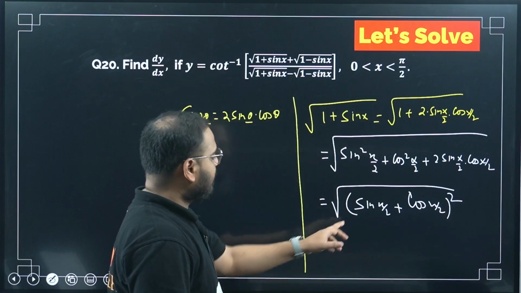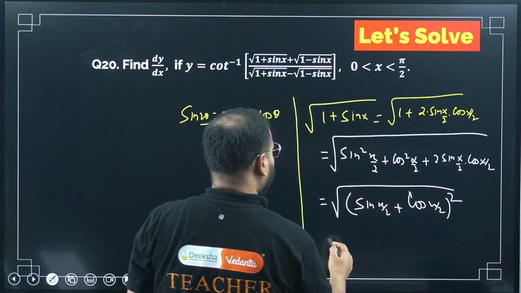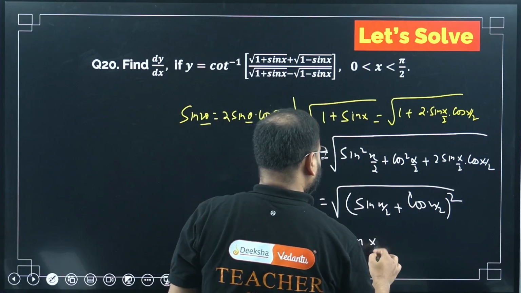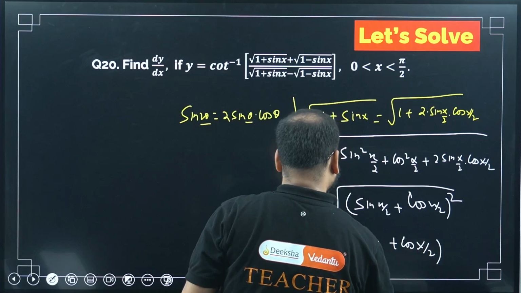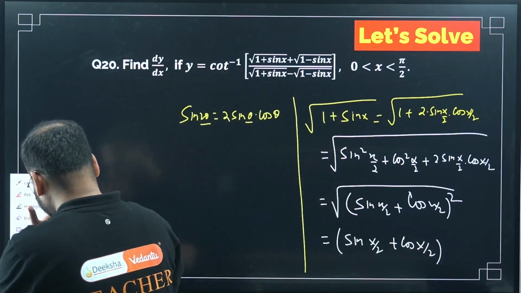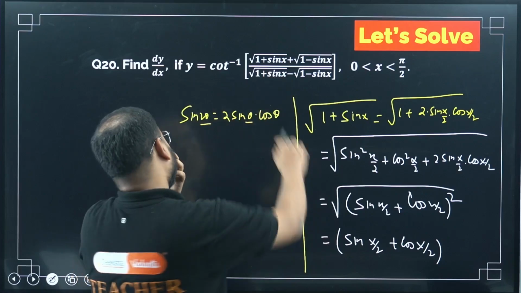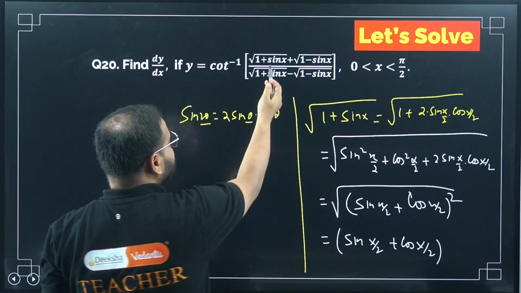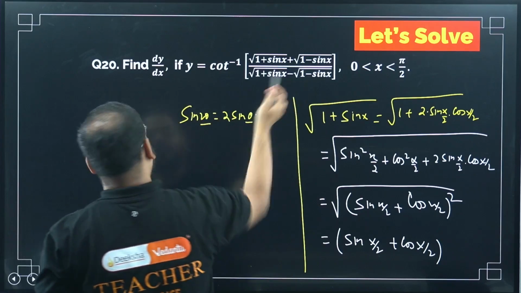How, sir? a square plus b square plus 2ab, so the whole square. This will become sin of x by 2 plus cos of x by 2. Please check. So I have transformed the first root, 1 plus sin x. I can use this for both numerator and denominator. Same way I'll do for 1 minus sin x also.